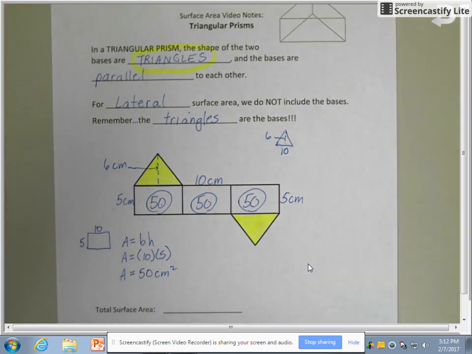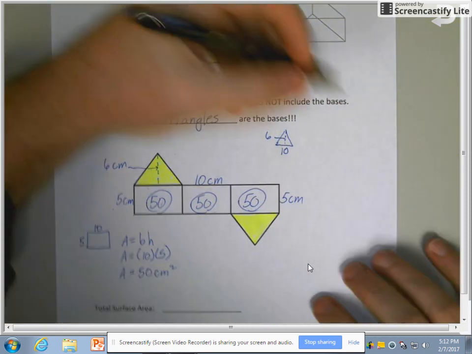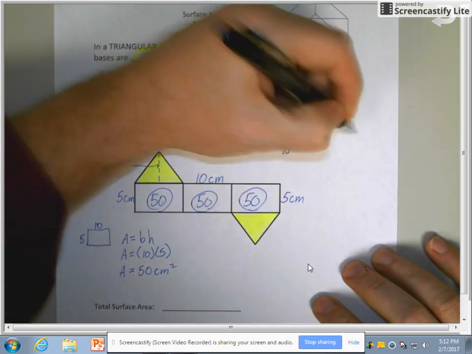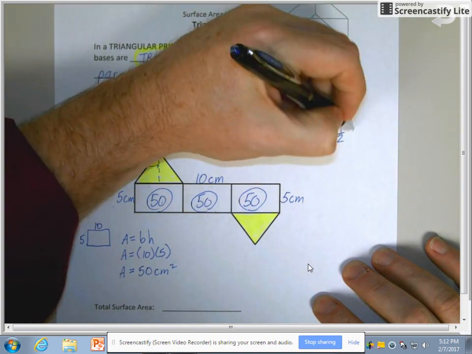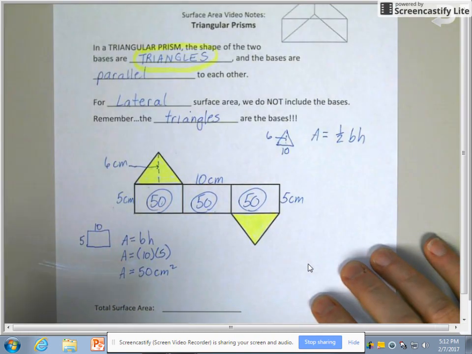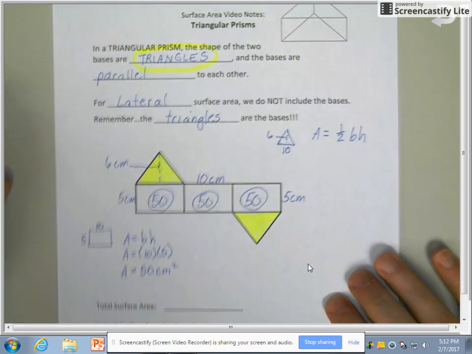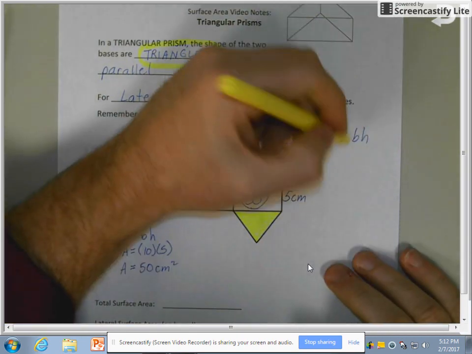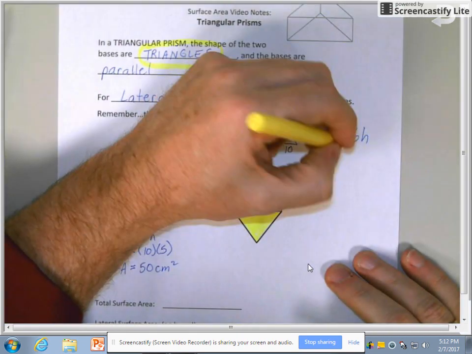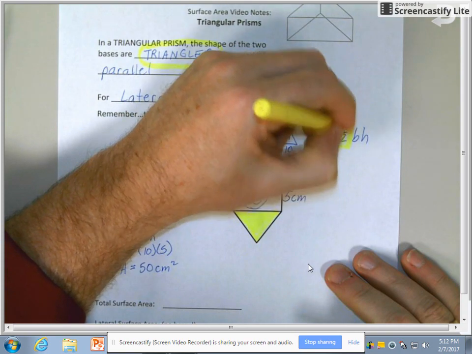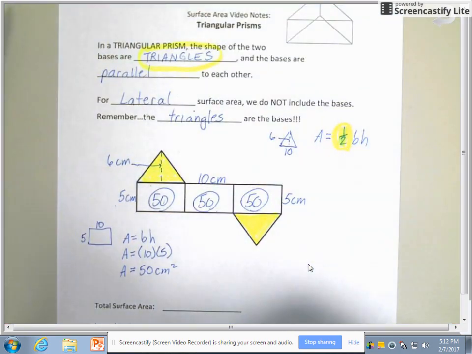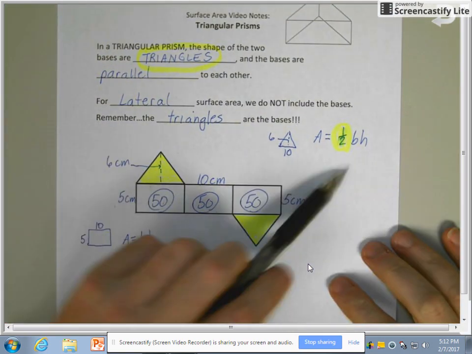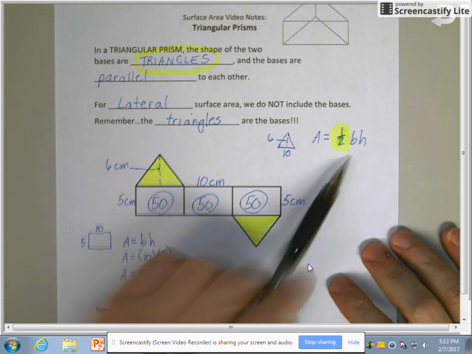Now, this is where a lot of students forget that the area of a triangle is 1/2 the base times the height. It's got to be 1/2. This is the part where if you're going to make a mistake, it probably is going to happen here. So you want to make sure you recognize that this is super important to remember: 1/2 of the base times the height.